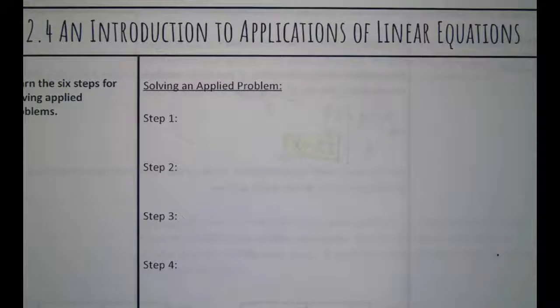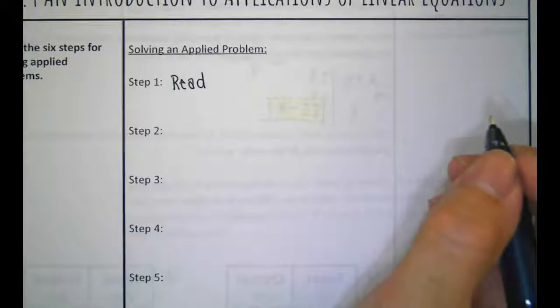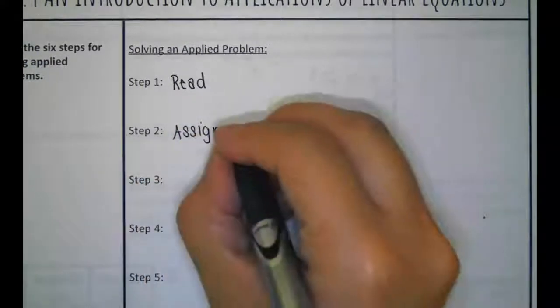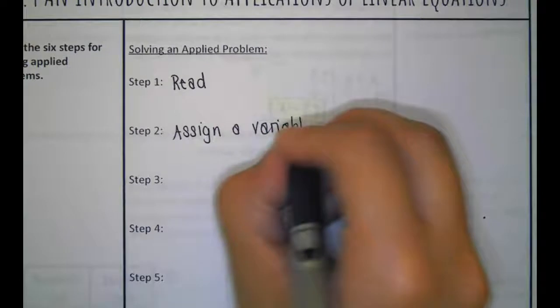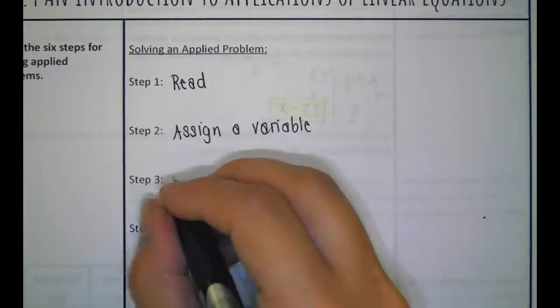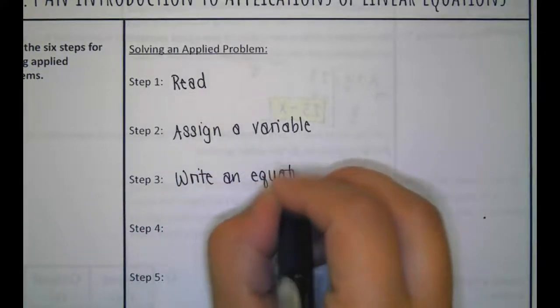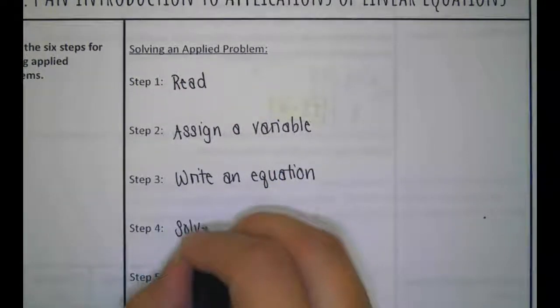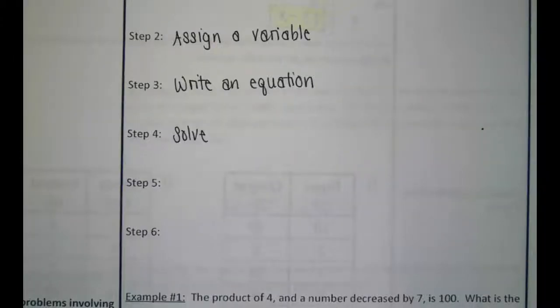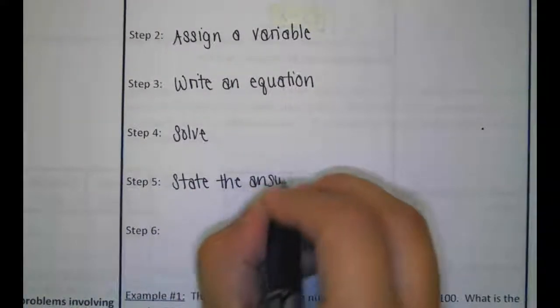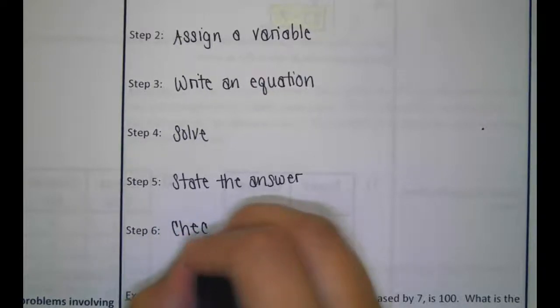When you are solving an applied problem, here's what you want to do. First, read the problem carefully. Sometimes you might want to circle or highlight important details. Then assign a variable, or sometimes you might have multiple variables. Once you have your variable, write an equation, and then solve your equation. Then state the answer, and then always double check.